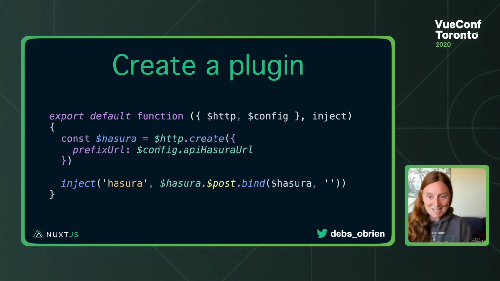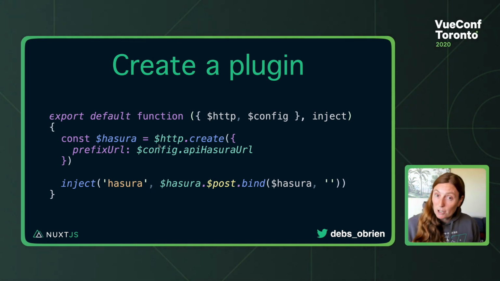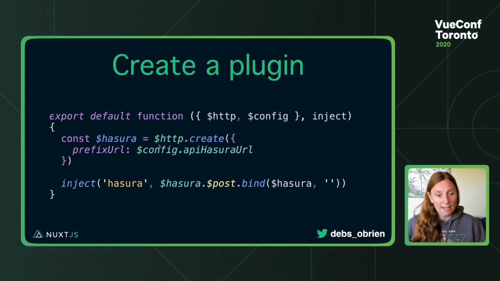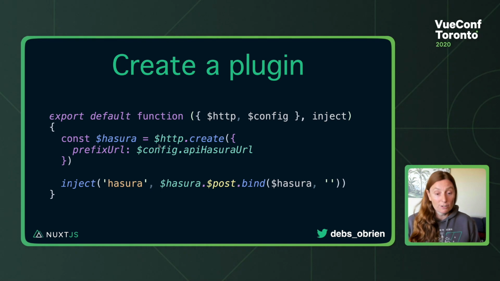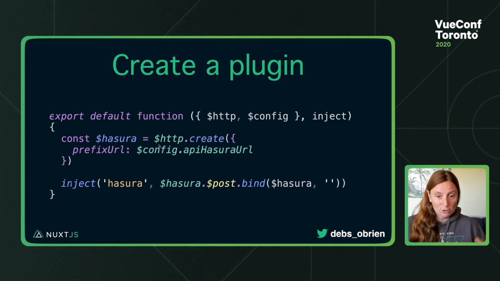So that's what I'm going to do. Basically, this is my plugin, right? I've got my export default function, and I'm passing into context the HTTP module and $config, so I can get my runtime config values, and then I'm using inject. So I say const $hasura equals the http.create, prefix my URL with what's coming from my runtime config, the API Hasura URL. I've set that in my Nuxt config. I'll show you that in a second. And then I use inject, and I say inject hasura, and then I'm just binding Hasura, right? So that's it.